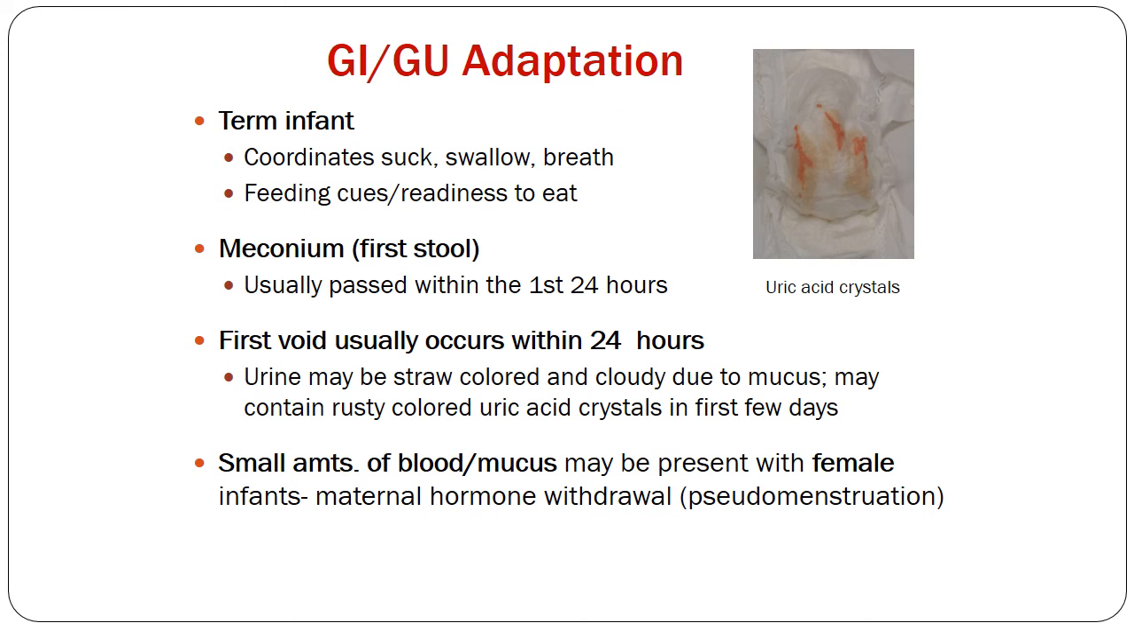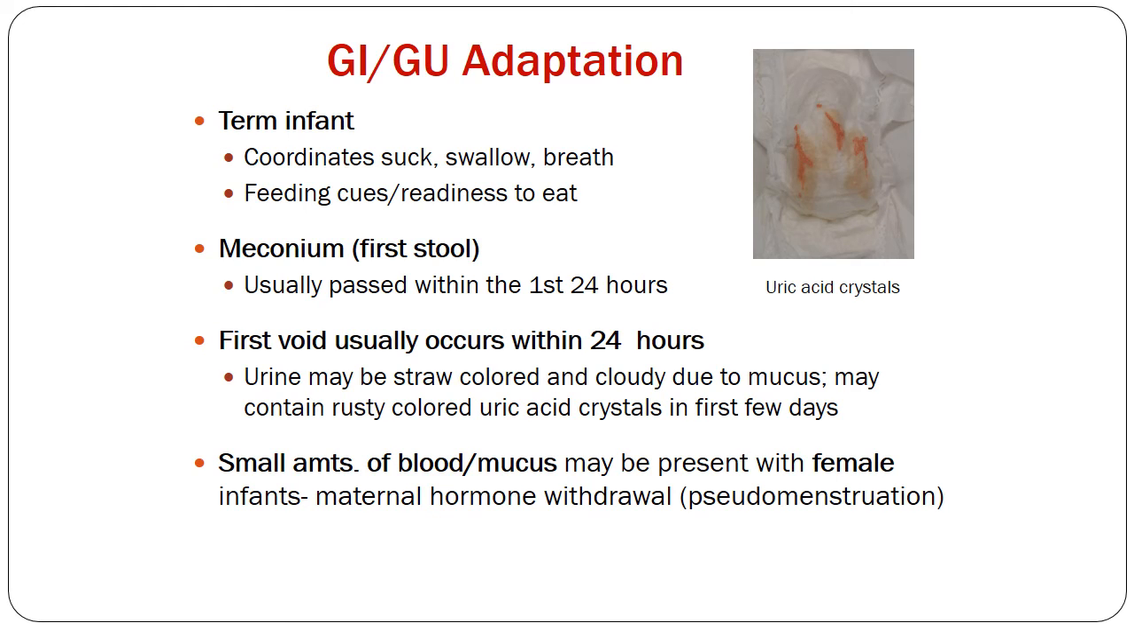Looking at GI and GU adaptation, the term infant usually has a pretty coordinated suck, swallow, and breath because babies can breathe while they're sucking, where we adults can't. It's just because our airways and esophagus, everything's on a bit of a different angle. So it's real important that we look for feeding cues and readiness to eat. And those feeding cues are making sucking sounds. If you stroke the side of their mouth, you'll get that rooting reflex stimulated. So those are signs of readiness to eat.